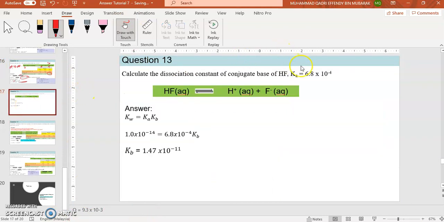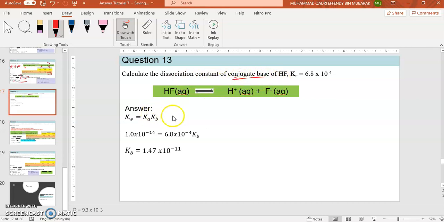Next, we move to question 13. Calculate the dissociation constant of the conjugate base of HF, given the Ka equal to 6.8 times 10 to the power of negative 4. We know that HF equals H plus and F minus. Now the question asks us for the constant of the conjugate base.